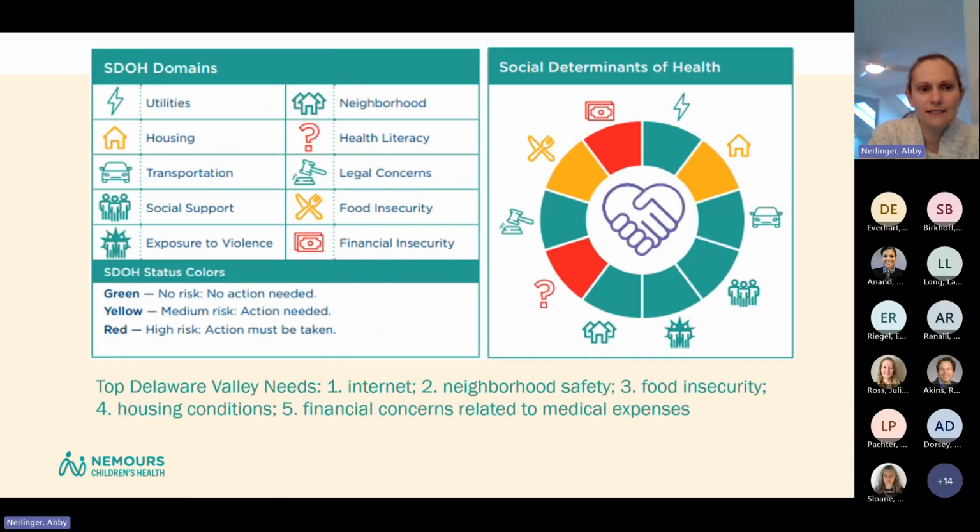Nemours screens in the areas of utility, housing, both housing conditions and stability, transportation, social support, violence, neighborhood conditions, health literacy, legal concerns, food insecurity, and financial insecurity. And this gets pulled into Epic. So when you're doing research, it can very easily be pulled from Epic. Our top needs are internet, neighborhood safety, and food insecurity.